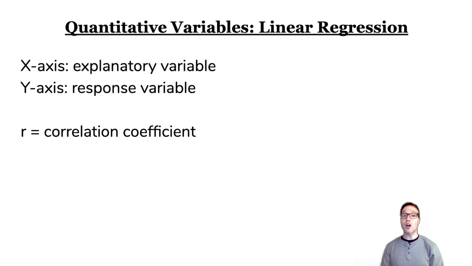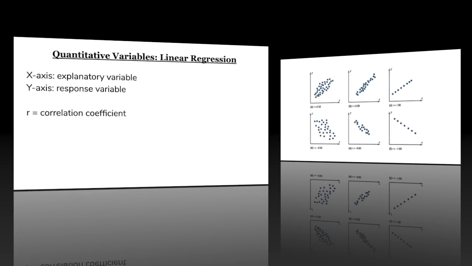The correlation coefficient, denoted by the letter R, is a measure of strength and direction of a linear association. The value of R ranges from -1 to 1, with values closer to 0 being weaker, and values closer to the extremes, -1 and 1, being stronger. A positive relationship means that as x increases, y increases as well. A negative relationship means that as x increases, y decreases.